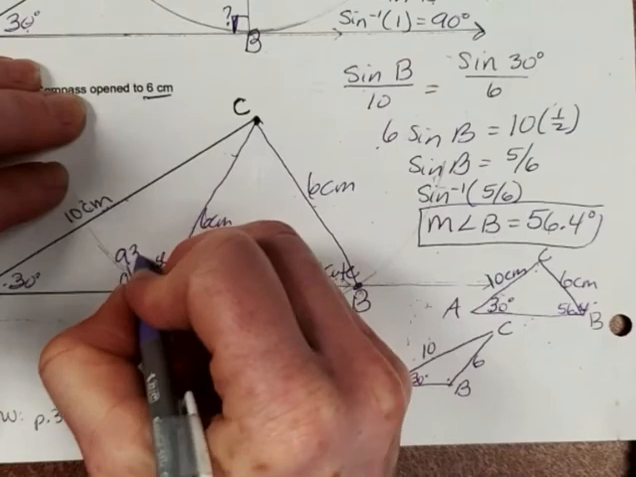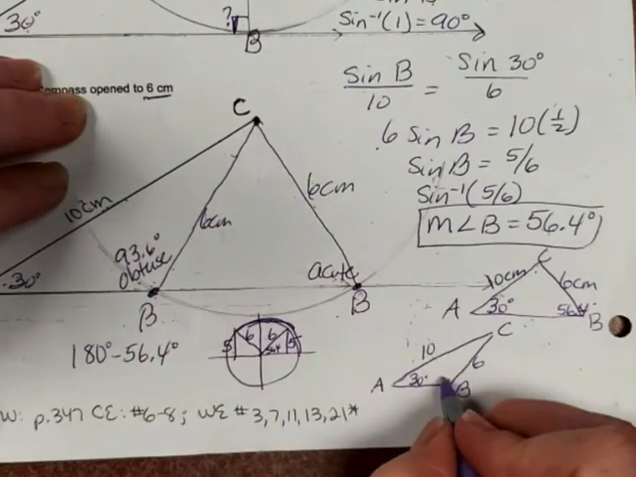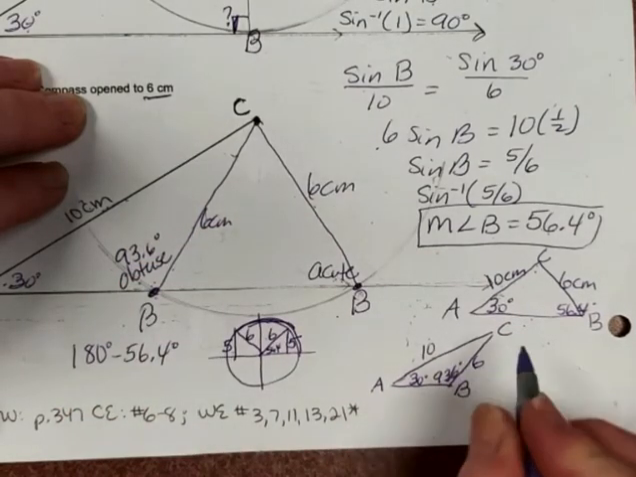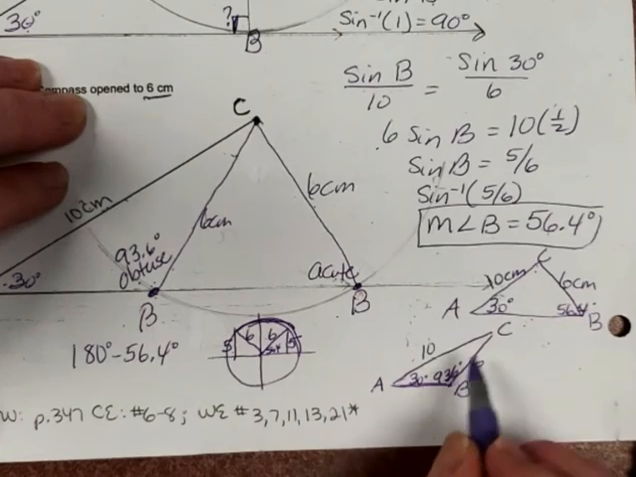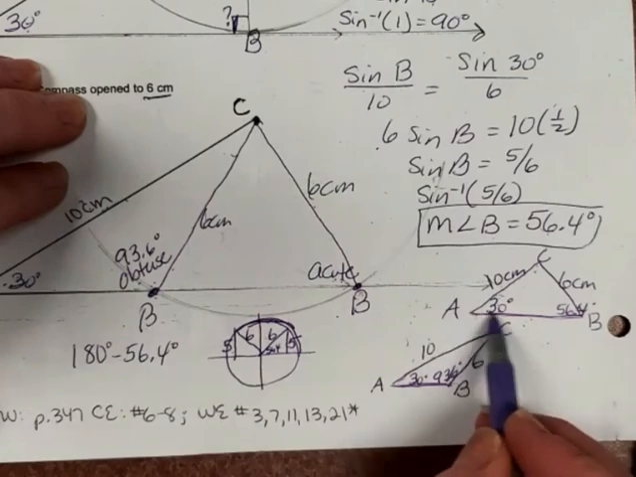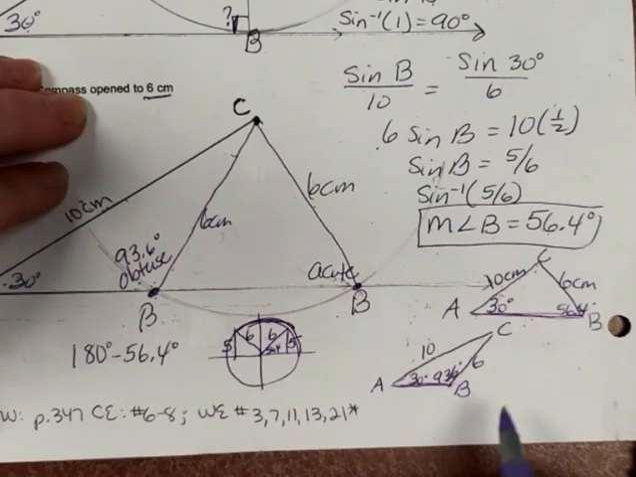And that would give me a 93.6 degree angle. So this is another possibility, which means that I'm going to have a different side length on this triangle than I would on this one. This side would be a little longer. So there's 2 different triangles that can be formed.